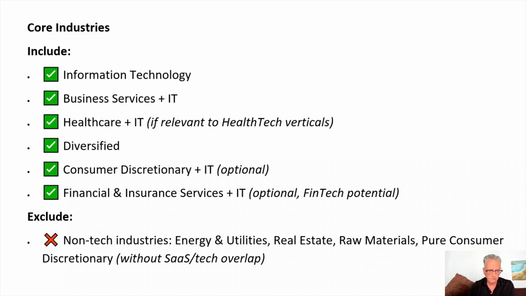So I'm including information technology, business services and IT, healthcare and IT, because I don't know, it could be a SaaS healthcare, it could be diversified, consumer discretionary. Again, these are ones that we can always remove, they can always remove when they do it, and financial and insurance services or fintech. Potential. We're going to exclude non-tech industries, energy, utilities, real estate, raw materials, pure consumer discretionary, and without any SaaS tech overlap.